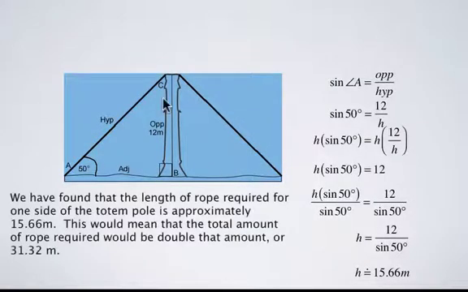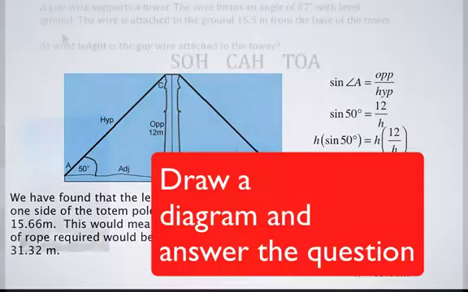Now, we need two lengths of that rope, so that means that one side is going to require 15.66 meters, so we're going to need double that amount, or at least 31.32 meters of rope to hold up the totem pole.